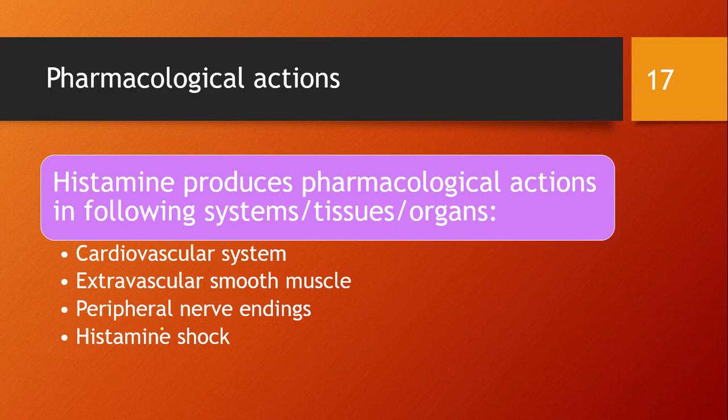Okay, so why does it produce pharmacological actions only in these systems, not all other systems? The reason is quite clear, that is because of the presence of the receptors in these particular systems. Okay, if histamine receptors were found all over the body, then it would have produced effects all over the body, but it is not the case.